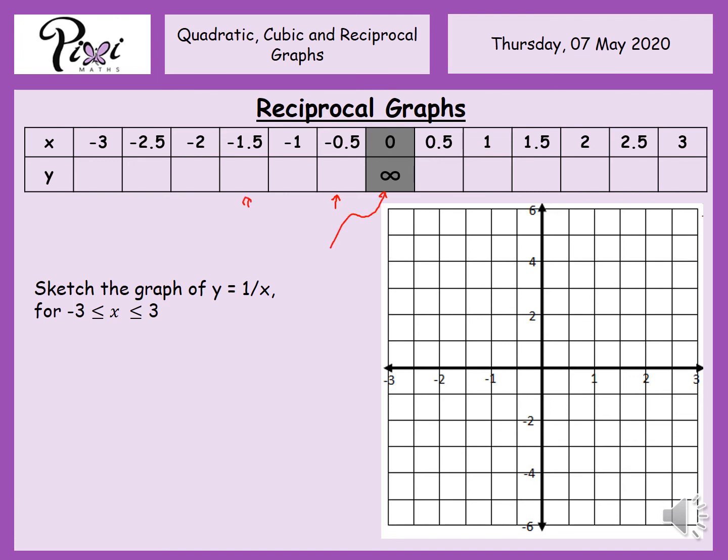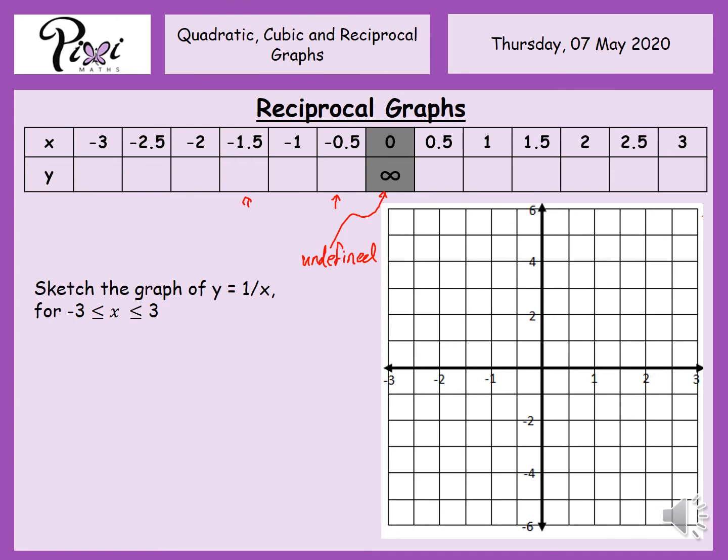You can see at 0 they've put infinity. So really it's undefined. There isn't a value at 0. Because it's 1 divided by 0, we can't do that. You can't divide by 0 in maths. So this one really is undefined. So when you're doing this, it doesn't hit the y-axis. On your diagram it should just go very close to the y-axis but not actually hit it.